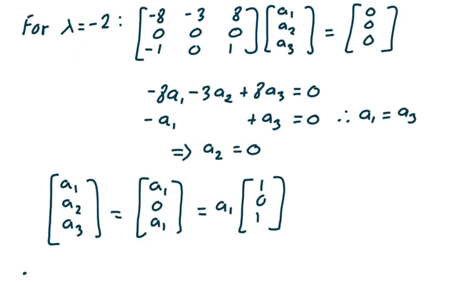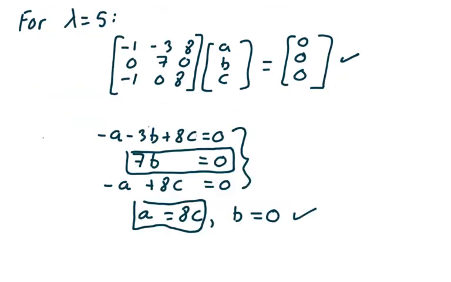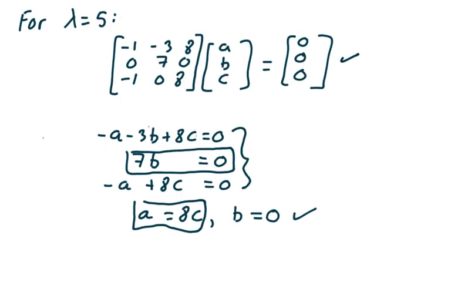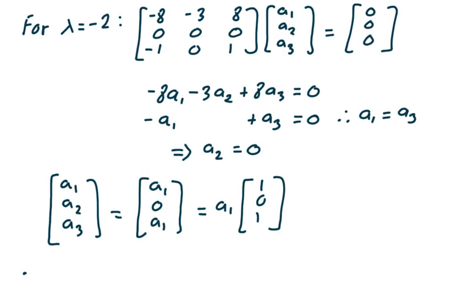Now, what about for lambda equal negative 2? So, okay, let's go back again. So now I'm going to replace lambda with negative 2. Notice how the second row is entirely 0. The third row is negative 1, 0, 1. And then the first row is negative 8, negative 3, 8. So I'm going to take negative 8, negative 3, 8, 0, 0, 0, negative 1, 0, 1.